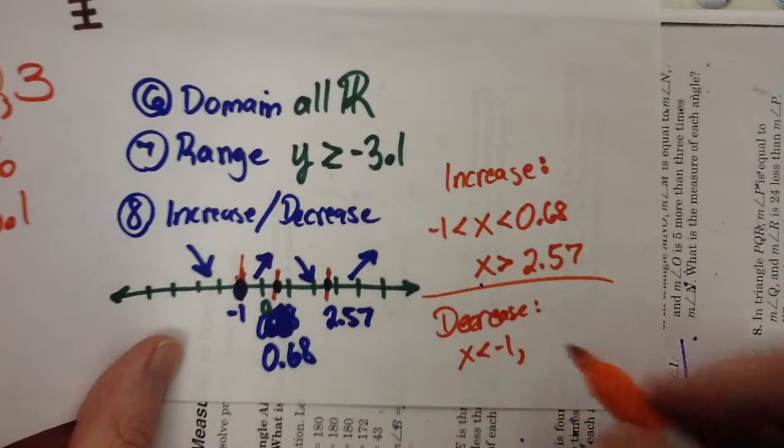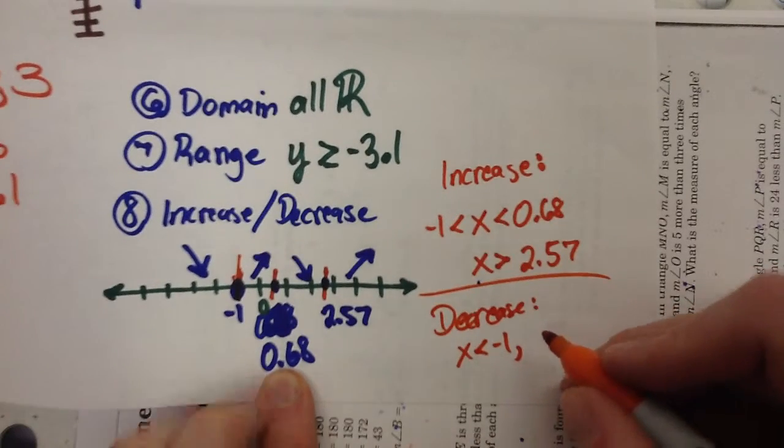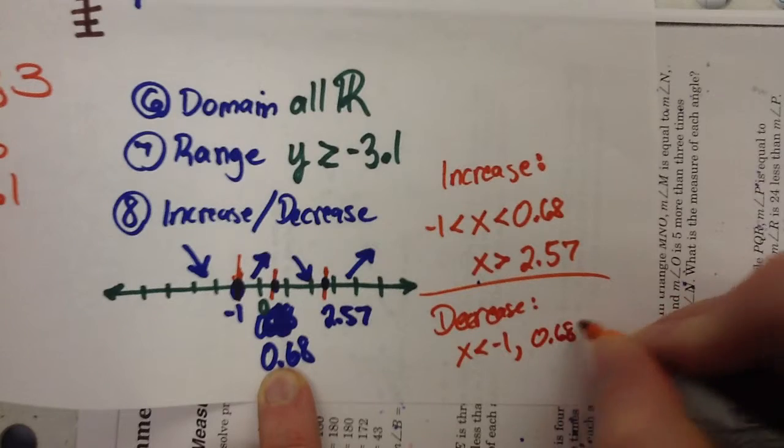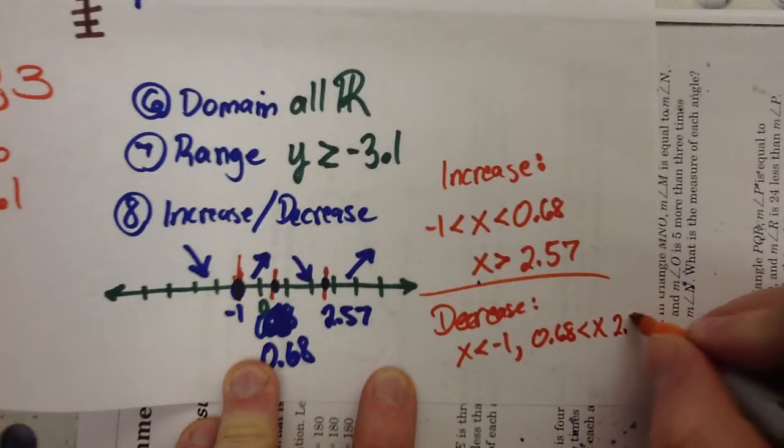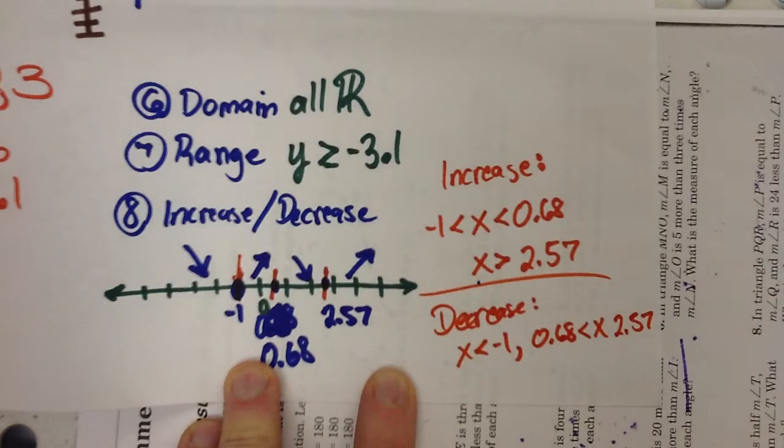The other range, it's decreasing from 0.68 to 2.57. Okay, so hopefully that makes some sense.